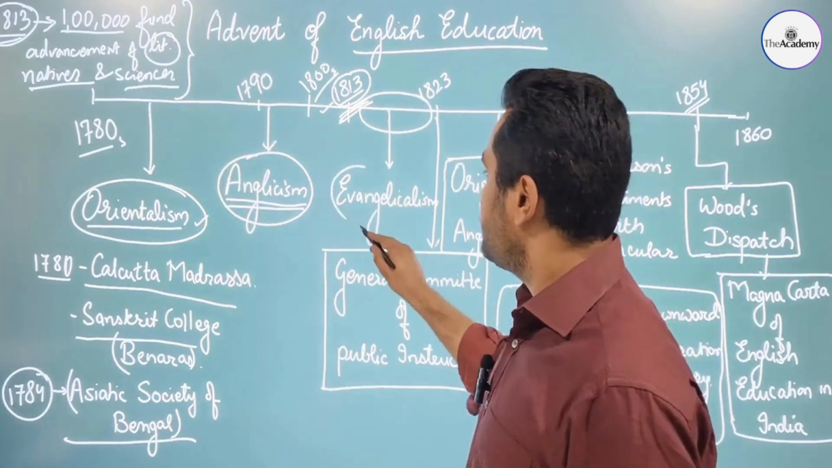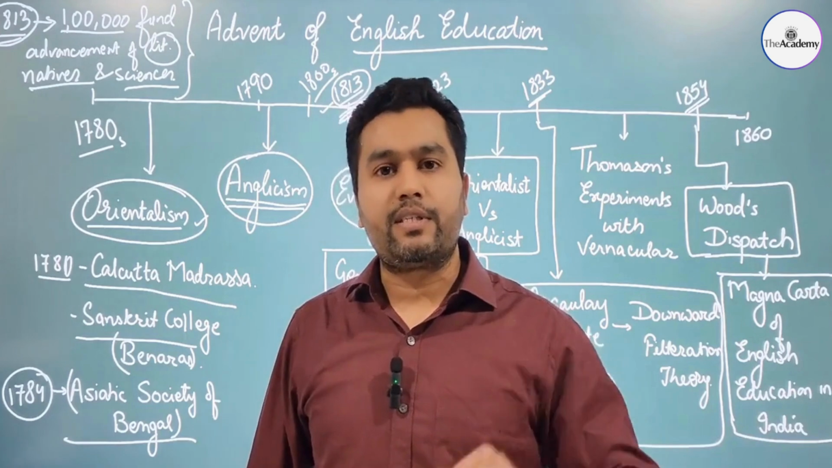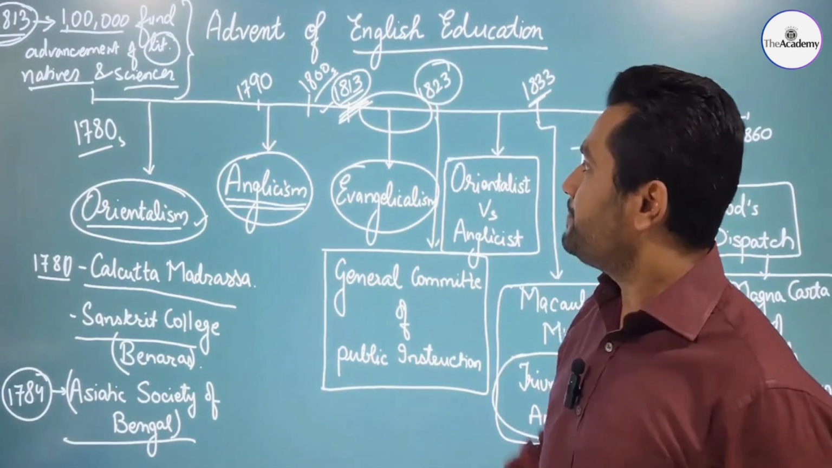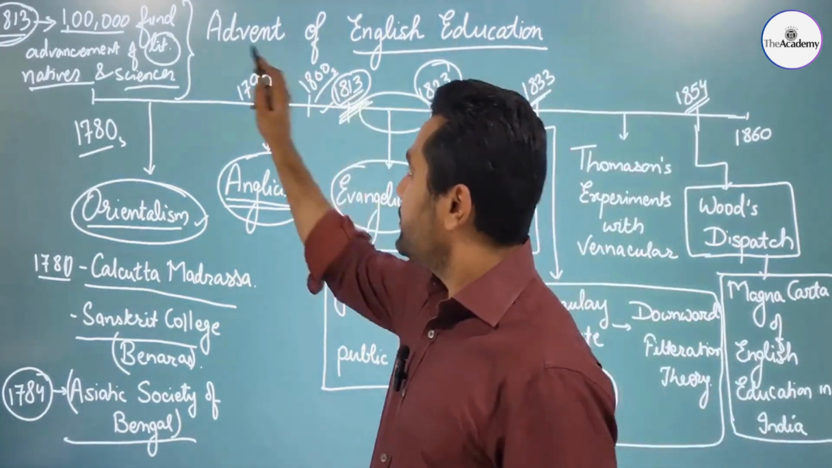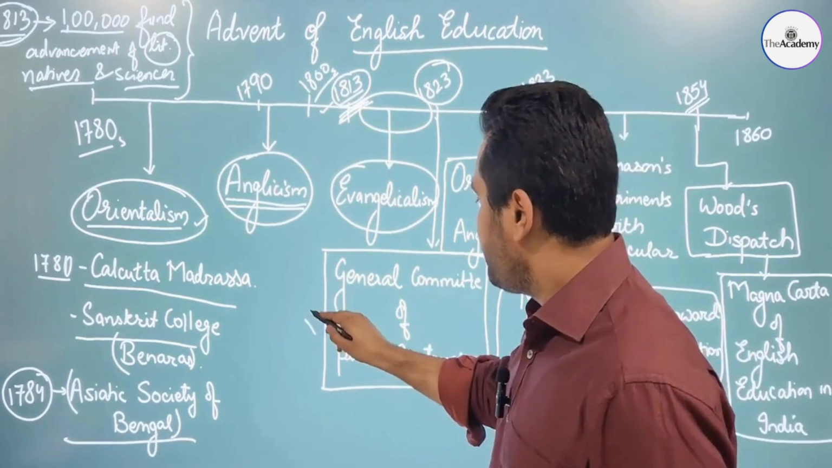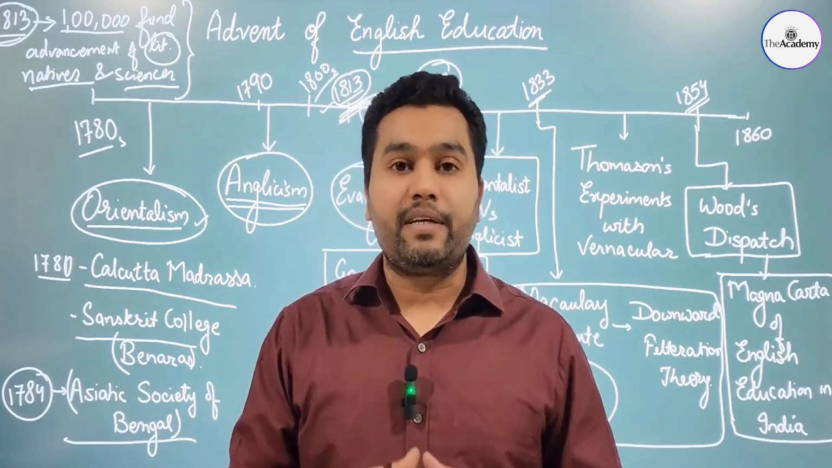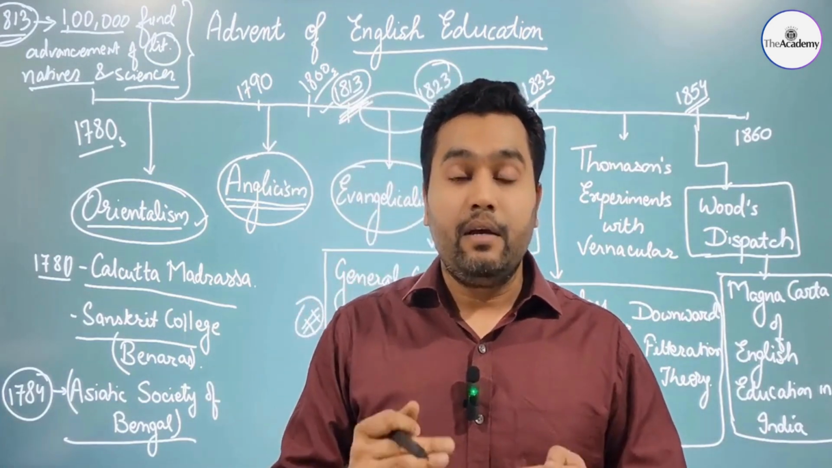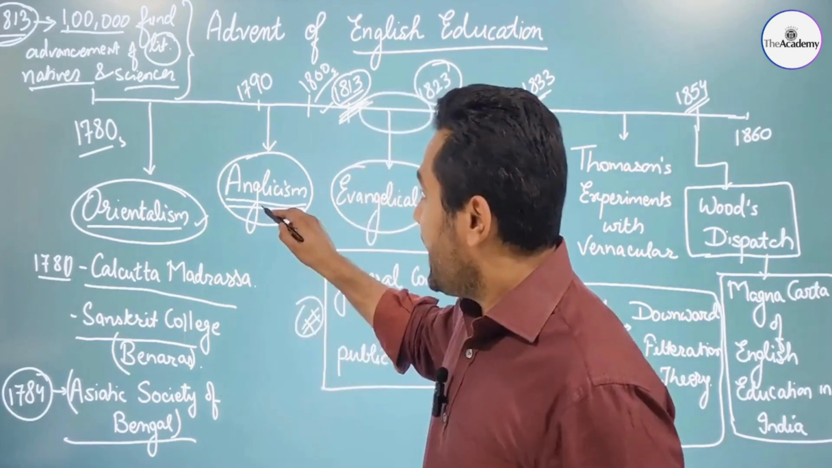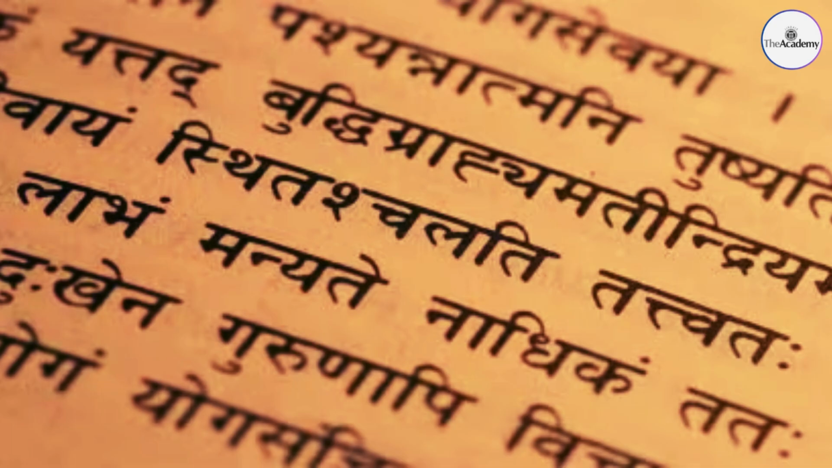The evangelicals opened their convents to propagate Christian ideas along with Western learning. And it was only in 1823, in order to give effect to a section mentioned in the Charter Act of 1813, that a General Committee of Public Instruction was formed. Now, the General Committee of Public Instruction was to determine whether the education imparted in India would be Anglicized or Oriental, English or Sanskrit and Persian.